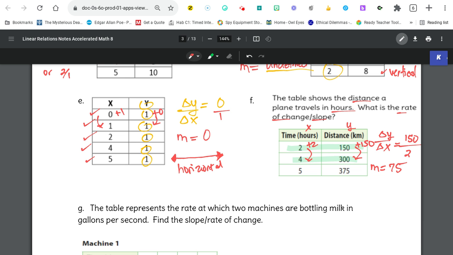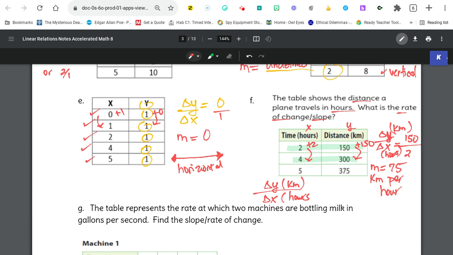Now, 75, what in the world does that mean? Since it's a real-life problem, you need to put meaning to it. So let's take a look at what Y represents. On the top, Y represents kilometers. And what does X represent on the bottom? It represents hours. So this is 75 kilometers per hour. You just look at what Y represents. Since the change in Y is kilometers, your distance, the change in X is the unit hours.